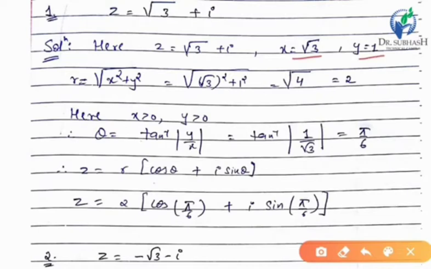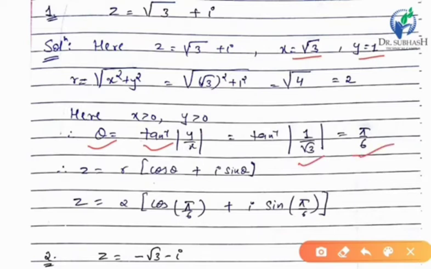So the terms lie in the first quadrant, our values are in the first quadrant. So theta equal to tan inverse y by x. We will substitute the values of y and x. We get tan inverse 1 by root 3, which is equal to pi by 6.